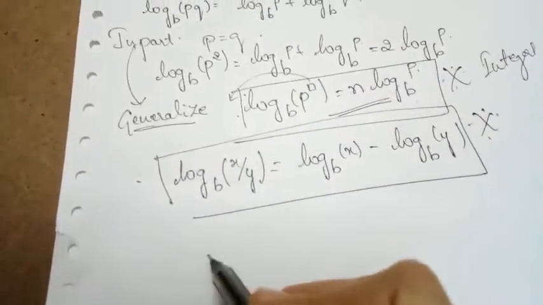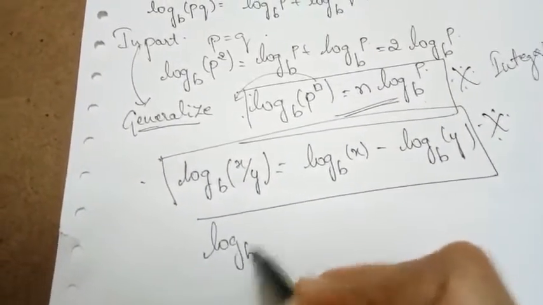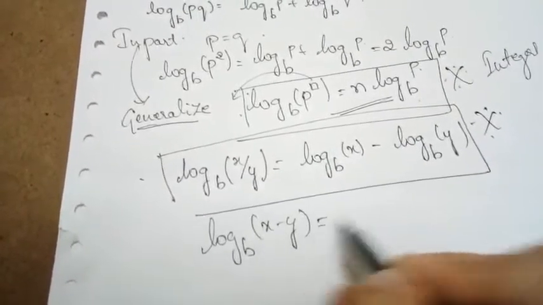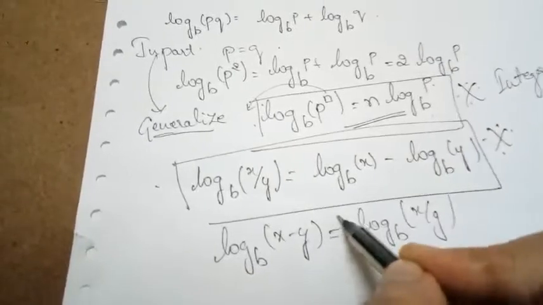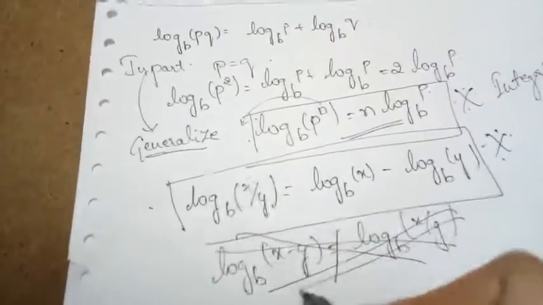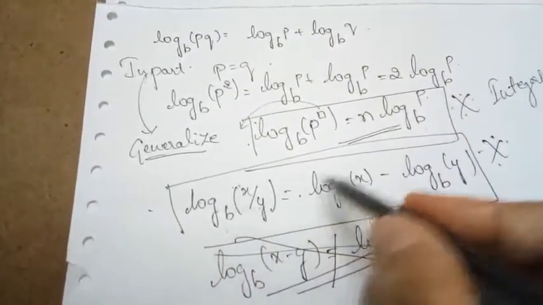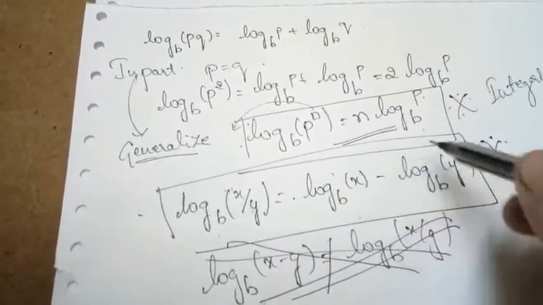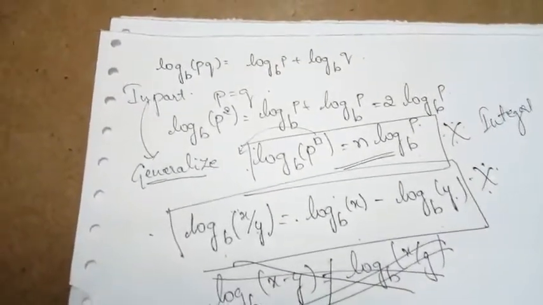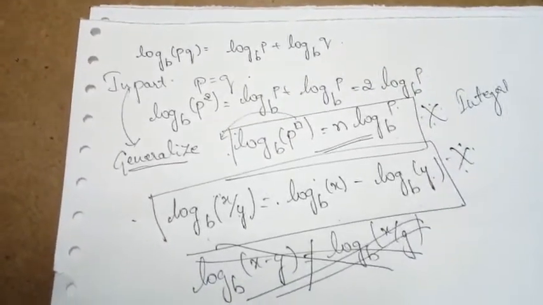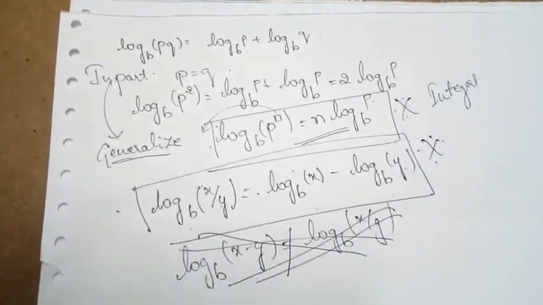So again, don't get confused between log base b of x minus y and writing this as log base b of x by y. This is completely wrong. So log base b of x by y is equal to log base b of x minus log base b of y. So these are some of the important properties of the logarithmic function.